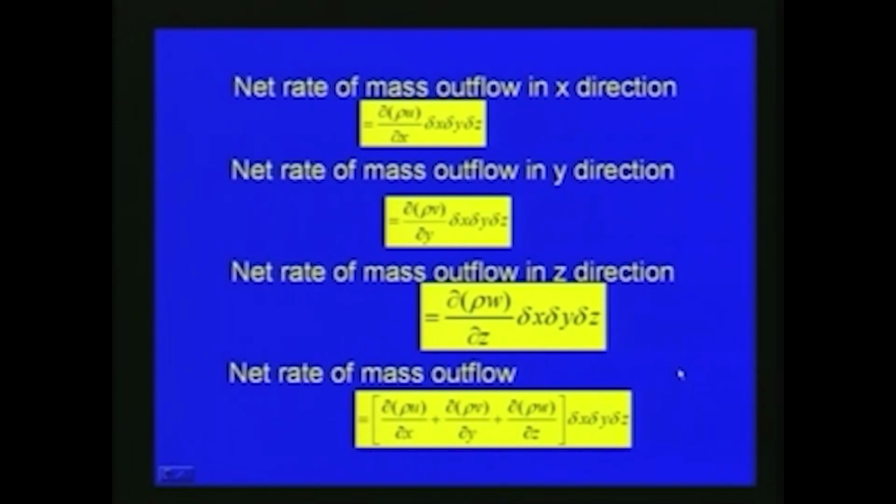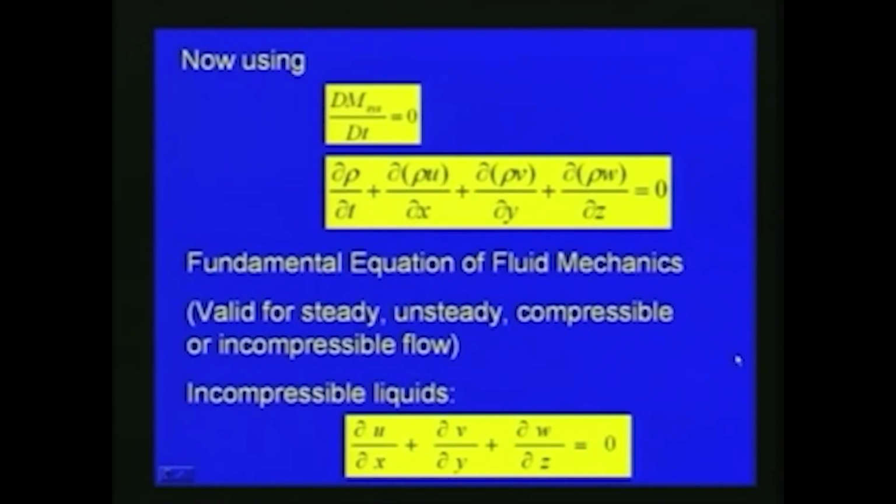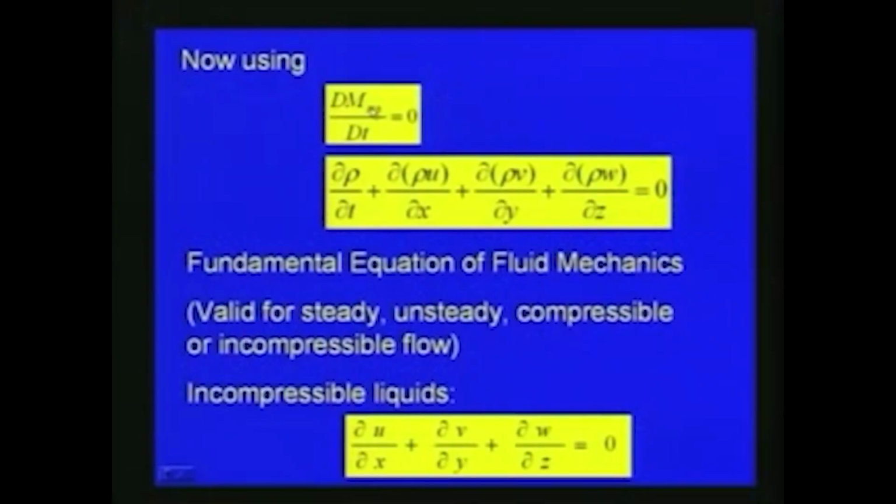Now, for the control volume concerned, the mass is conserved, so using the total derivative of the mass of the system, dm of the system by dt should be equal to 0, since with respect to the conservation of mass the total rate of change should be 0. So dm by dt is equal to 0.